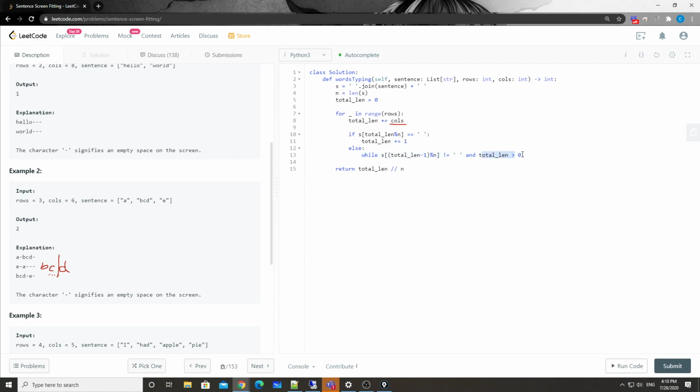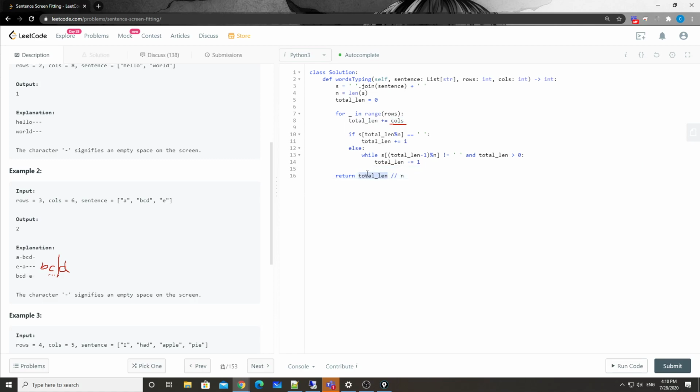That's why we do a check here, total length minus one, right? Basically, we just keep moving the total length backwards one at a time until we see a space, and then we know that's the true valid total length we can utilize for the current row, right?